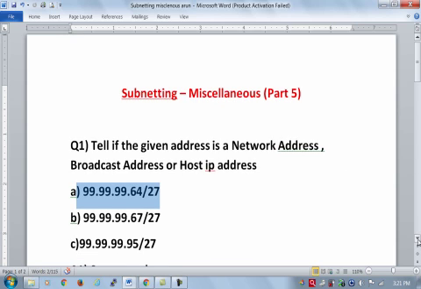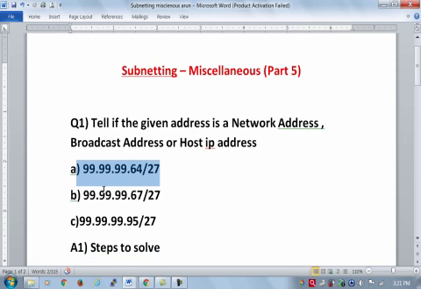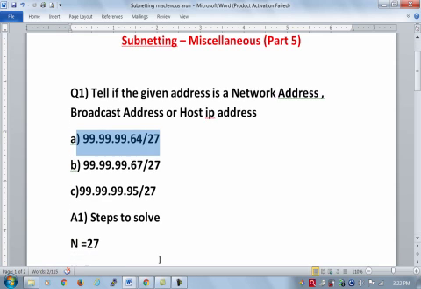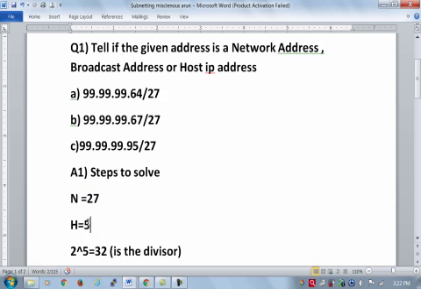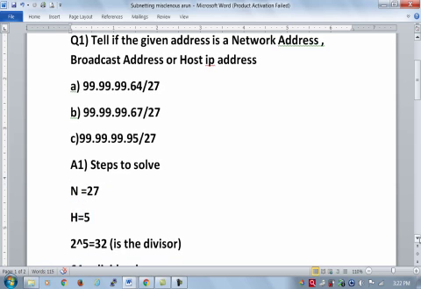What it is saying. So I have three addresses over here. The addresses can be any: 99.99.99.64/27, 99.99.99.67/27 and 99.99.99.95/27. So just to recap, just a small revision. Again, after the slash, we have 27. So my network bits is equal to 27. Inside my IPv4, I have 32 bits. So obviously my host becomes 5, that is 32 minus 27. Host is equal to 5.